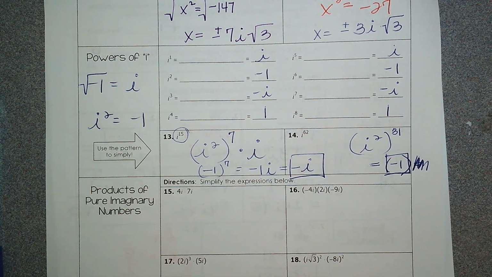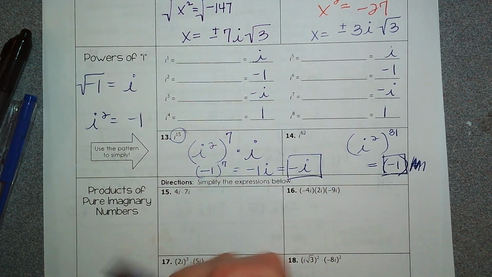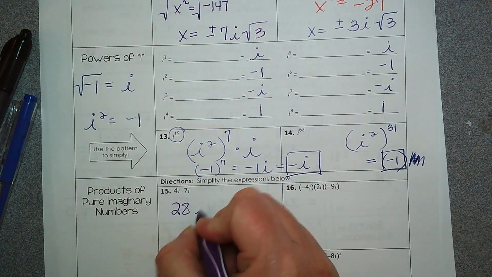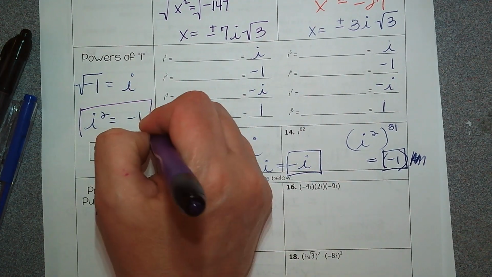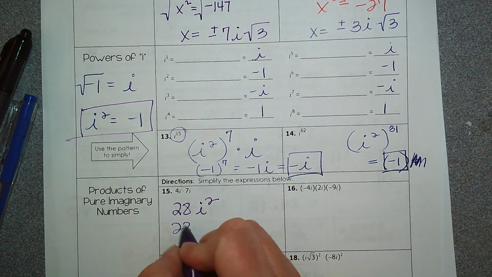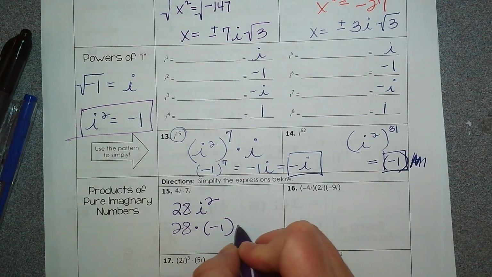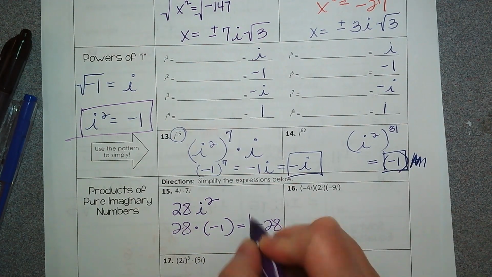Part 2 of the notes today. Products of pure imaginary numbers. Simplify the expressions. First thing you want to do is multiply the coefficients. 4 times 7 is 28. I times I is I squared. Anytime you have an I squared, you need to replace it with negative 1. 28 times negative 1 is negative 28.